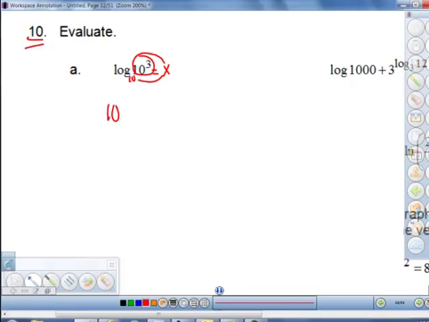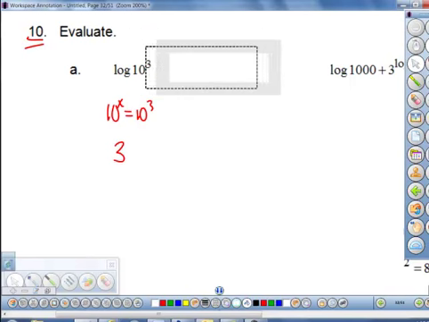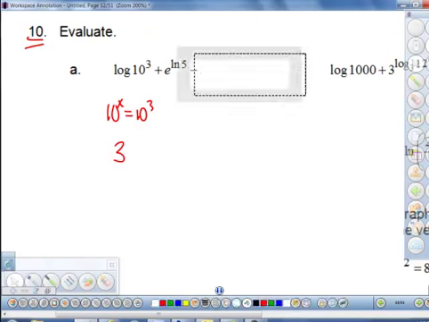Okay, so 10 to the something equals 10 to the third. Do you guys know what that something is? Good. So that means that this whole first term is going to be 3. Does that make sense? Okay. That's just that first term. Now we're going to look at the next one, piece by piece. All right.